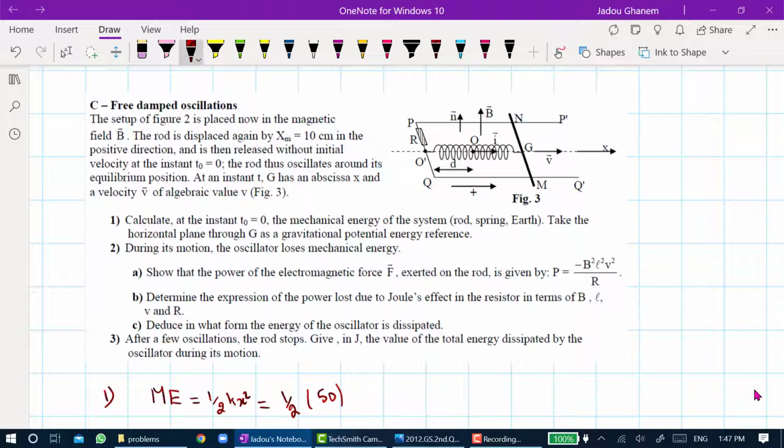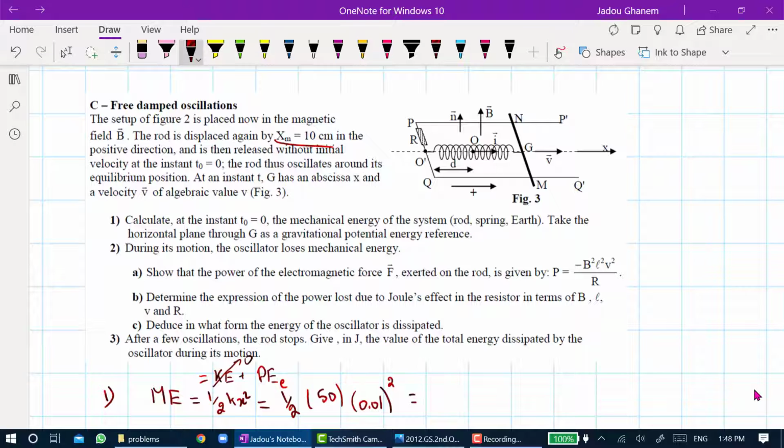K is 50, as we can remember, and the initial distance, which is 10 centimeters, is going to be 0.01 squared. And now after calculation you will get the answer for this part. Be sure to write the whole expression of the mechanical energy. I mean by that, don't forget to write KE plus PE, so kinetic energy plus potential energy, and here just say that it's going to be elastic potential energy.